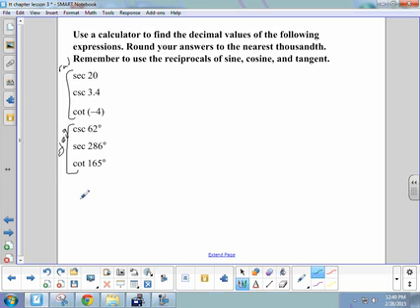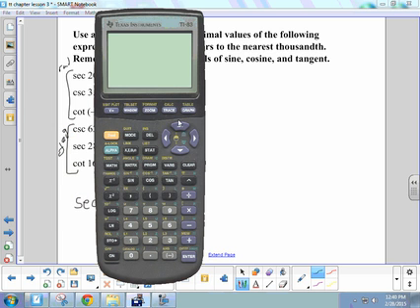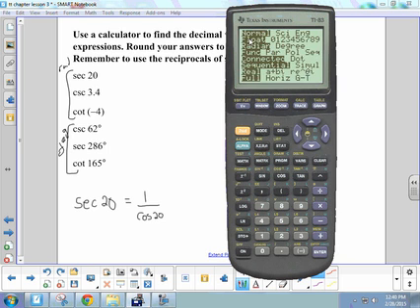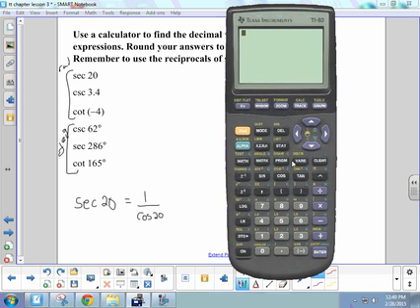So on the first one, if I did secant of 20, that's going to be 1 divided by cosine of 20. So let's go ahead and bring up my calculator. Turn it on. Make sure I'm in the correct mode, which, yeah, I'm in radians. And the way I would just do that then is 1 divided by cosine 20. And I get 2.45.